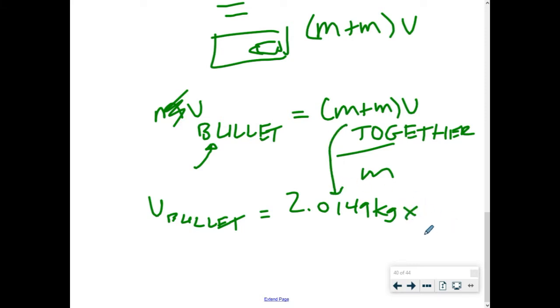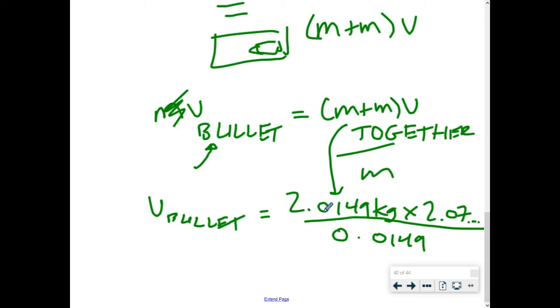How fast were they traveling together? I think it was 2.07, wasn't it? Didn't we calculate that a little bit earlier as our halfway point? So I'm going to write 2.07. Don't forget, don't use the rounded number. Use the actual full digit in your calculator. And then the final step is we have to divide by the mass of the bullet itself, which is 0.0149.